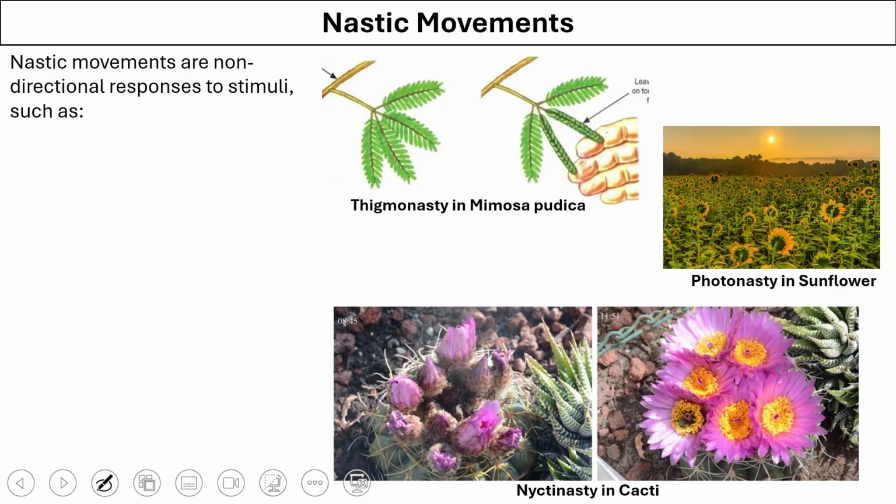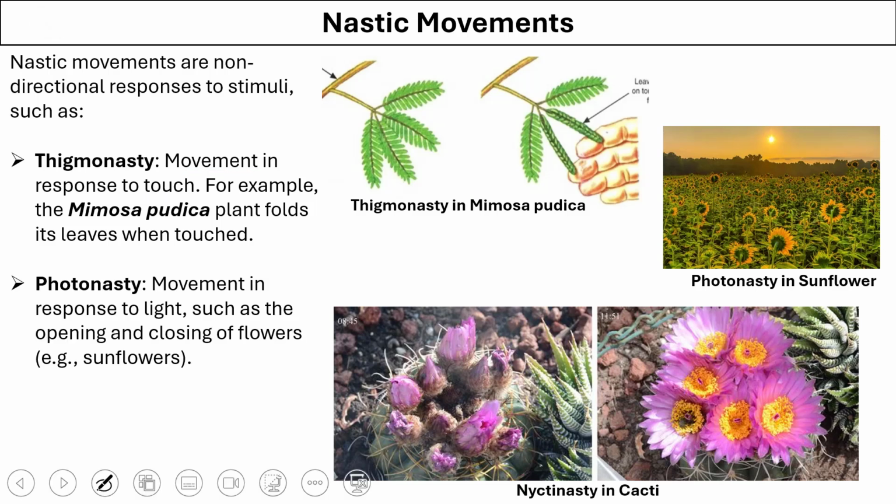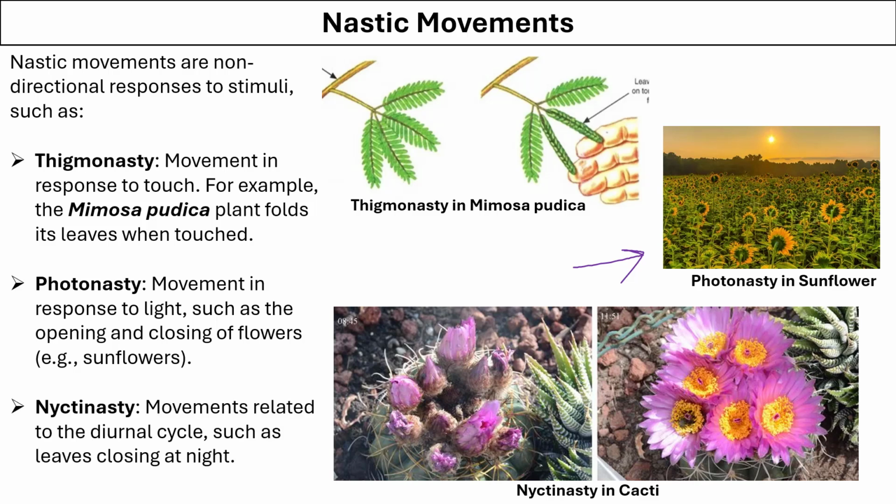Nastic movements are non-directional responses to stimuli. Let's see some examples. Thigmonasty is the movement in response to touch. For example, here you can see when the Mimosa pudica plant is touched, it tends to fold its leaves in response to touch. Photonasty is the movement in response to light, as we have seen in the opening and closing of sunflower flowers. Another kind of nastic movement is nyctinasty, which is in response to the day and night cycle, the diurnal cycle.